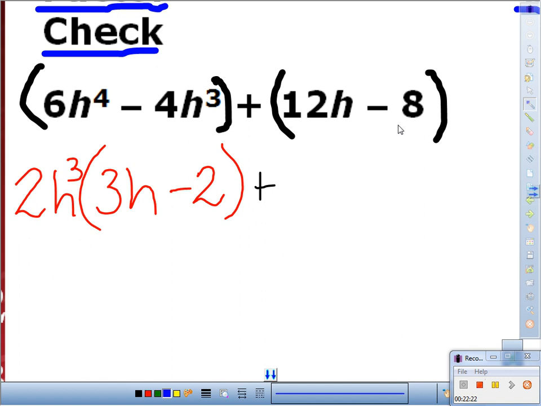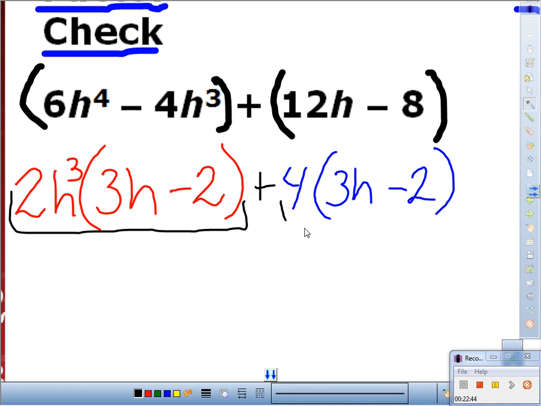Now looking at these 2, you're just paying attention. These 2 have a GCF also. And the GCF for these 2 is 4. And I'm left with 12h divided by 4 is 3h. Negative 8 divided by 4, that's negative 2. Now I'm left with how many terms? 2. 1, 2. This looks familiar, doesn't it?